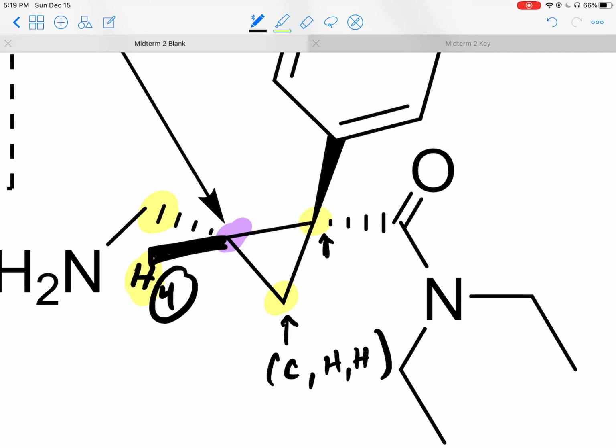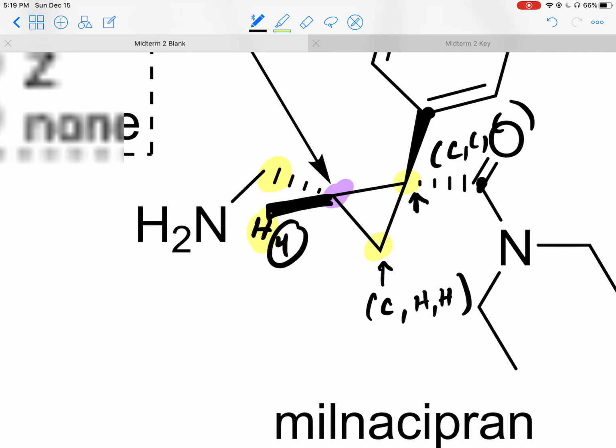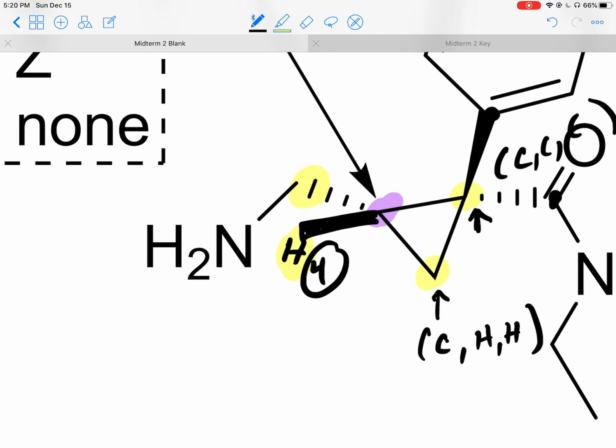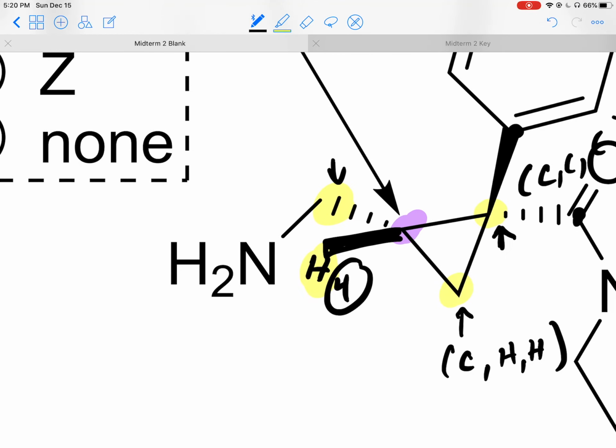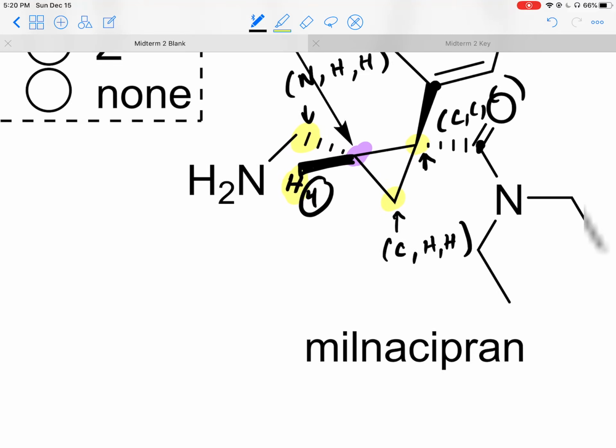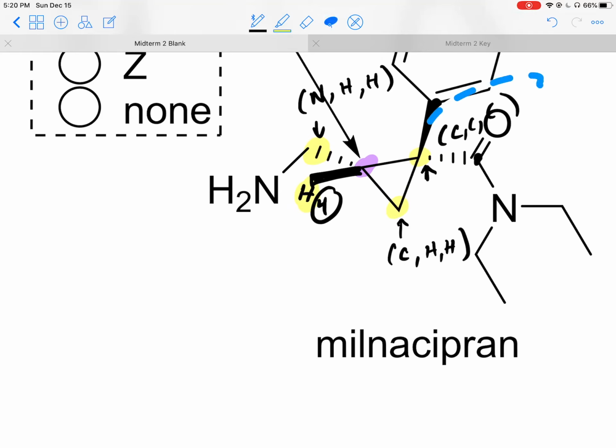This yellow one that I already drew the arrow to here is attached to the carbon for the benzene. It's attached to the carbon here for the amide, and then it's attached back to this other carbon that we just prioritized. So it's attached to carbon, carbon, carbon. This one right here is attached to nitrogen and two hydrogens. And then we have the fourth priority already as the hydrogen. So, let me move that.